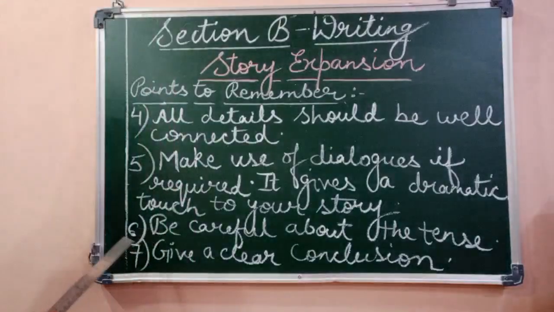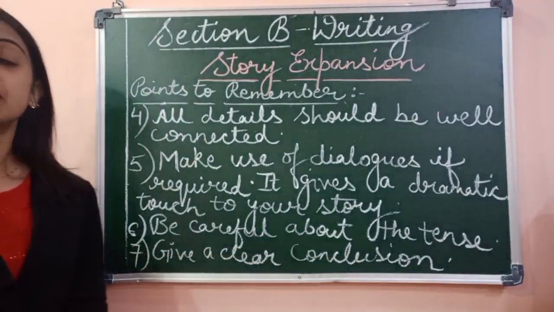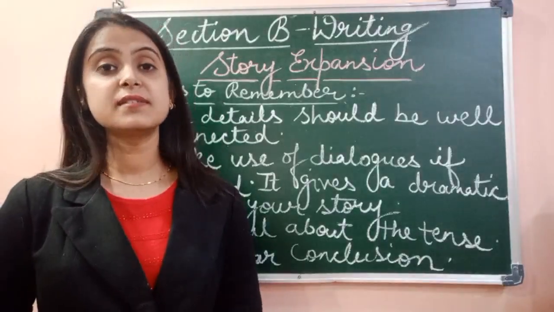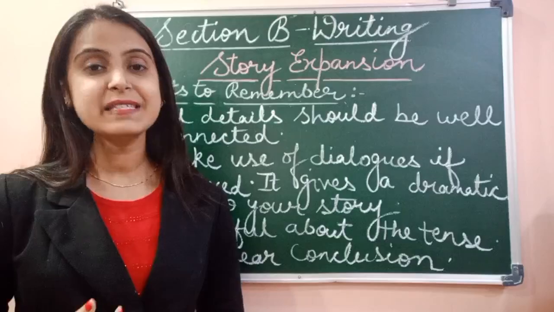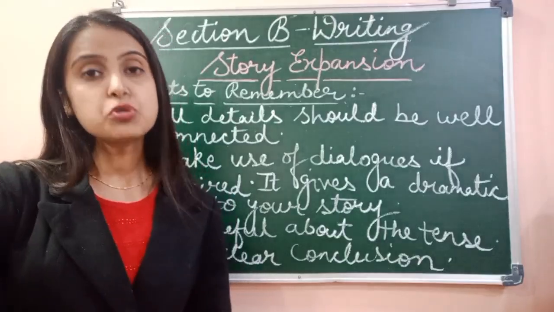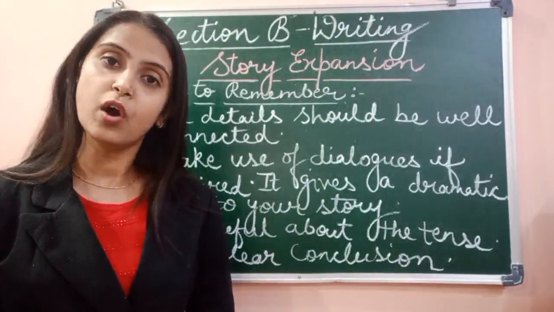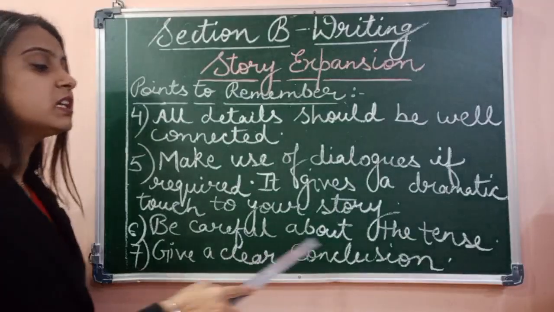Okay. Then the 6th point says, be careful about the tense. Now children, generally when we write a story, the story is written in simple past tense. So if those outlines are given in present, you need to develop those outlines into past tense for making your story, right? Then the last point says, give a clear conclusion.